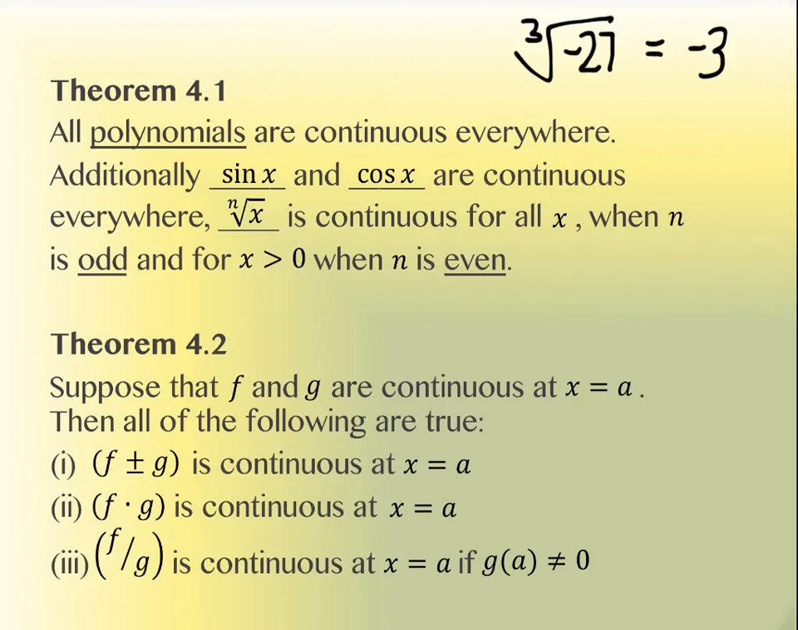However, when you have n being even right here, you can't take the even root of something negative. We talked about this before too. So we've got this additional condition right here that we can only talk about this being continuous on positive x values. Does that make sense? Again, because we can't take, like, a square root of negative 27 in the real number system. This does not exist in the real number system. Okay.